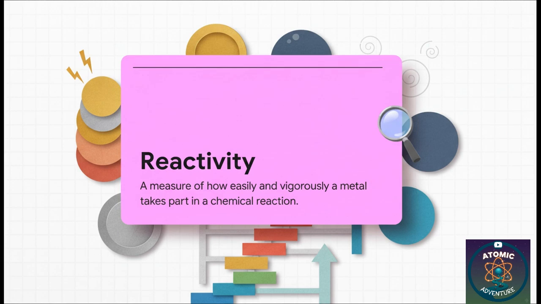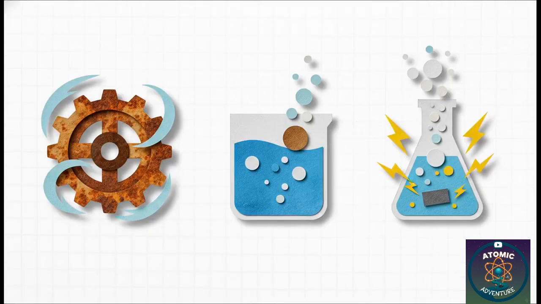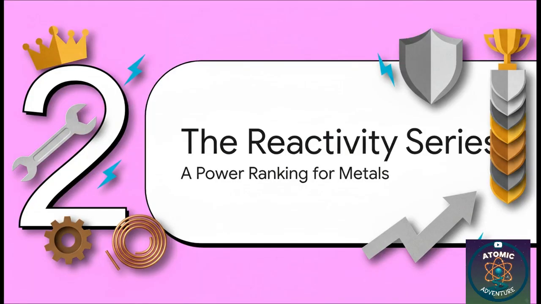Think of it like this. Some metals are super outgoing. They want to react with everything. Others are kind of shy and just prefer to keep to themselves. So, how do we figure out which metals are the social ones and which are the shy ones? Well, scientists don't just guess, they run tests. They carefully watch what happens when they mix different metals with everyday things like oxygen, water, and even dilute acids. And all of that careful observation gets organized into one super useful tool. It's called the reactivity series.